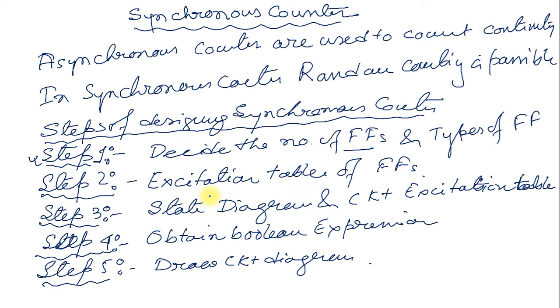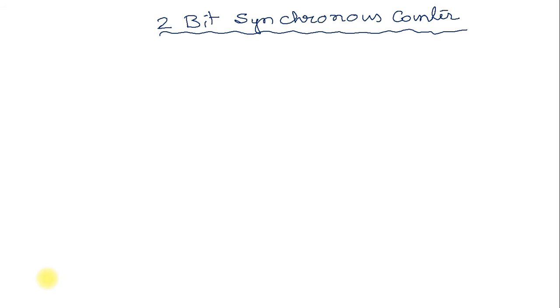So if we follow these 5 easy steps: step 1, decide the number of flip-flops; step 2, the excitation table of the flip-flop; step 3, the state diagram and circuit excitation table; step 4, the Boolean expression; and step 5, the circuit design, we can design any of the synchronous counters that we will study in this class. Also in the next classes we will study different kinds of synchronous counters. For the basic beginning, we should know the basic design of a synchronous counter.